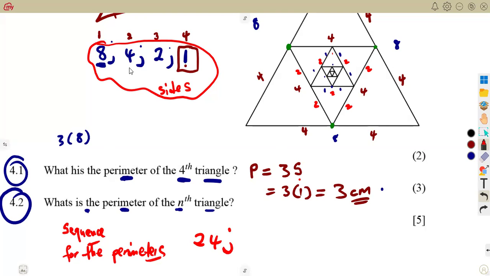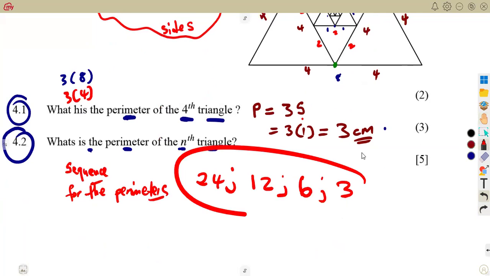We move on to this one. The side is 4 centimeters. What about its perimeter? 3 times what? 3 times 4. Its perimeter is 12. The same, times 2. This 2 here, you multiply to 3. 3 times 2 is going to give us 6. This one, its perimeter, we already calculated. It was 3 times 1, which is 3. These are perimeters for the triangles.